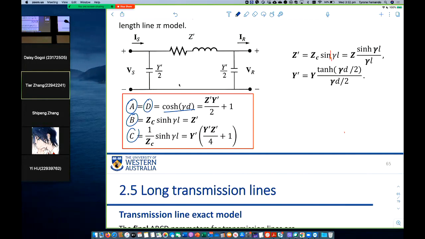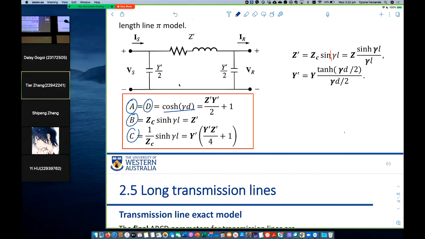Now, given that expression for Z dash and Y dash, you can multiply them together, simplify it, and figure out that it's actually cosh gamma D. Not going to do that. It's just a simple trig exercise, right? You can do that. Now, there is a reason why it's been written like that.